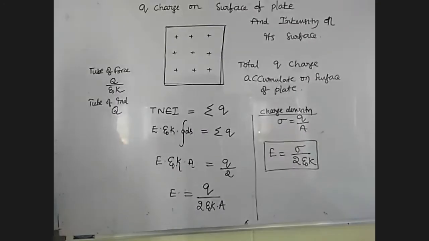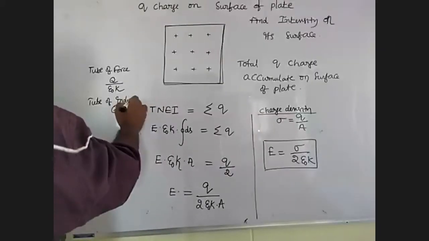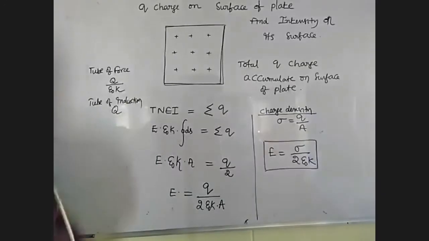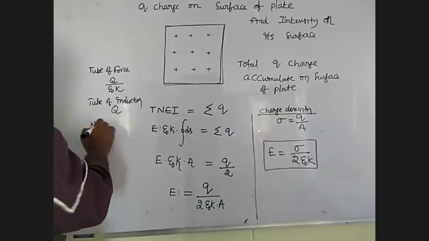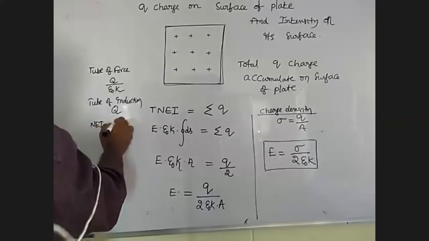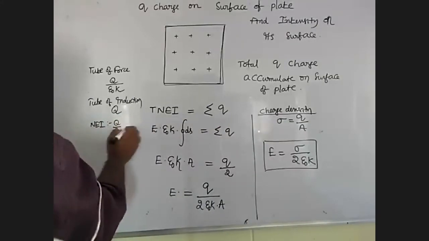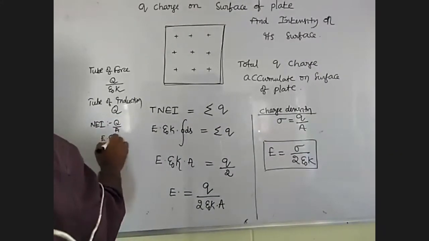That is nothing but Q upon epsilon naught k. Tube of induction is Q. Another one is normal electric induction, which is Q upon A, or it is nothing but E into epsilon naught k.